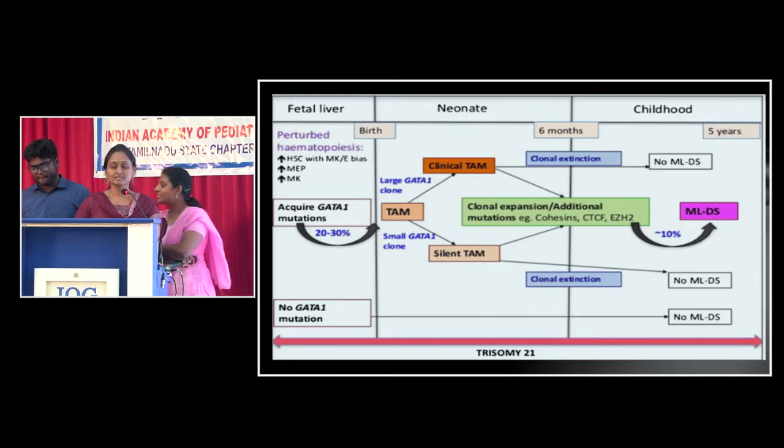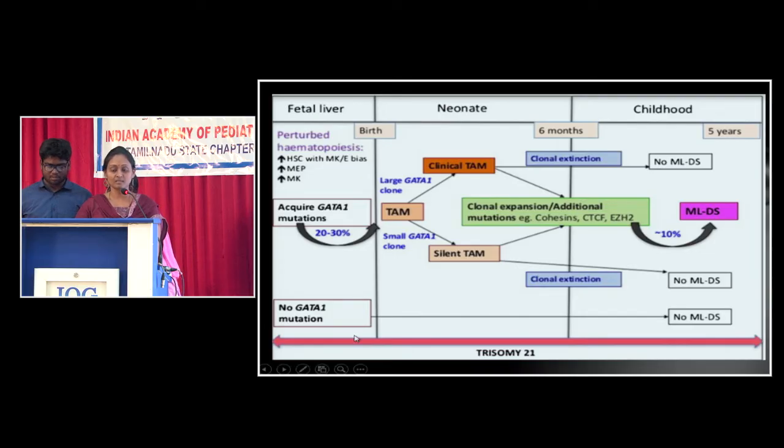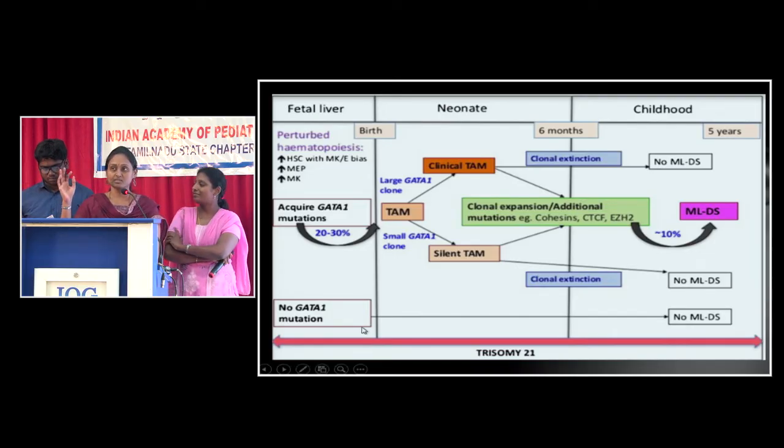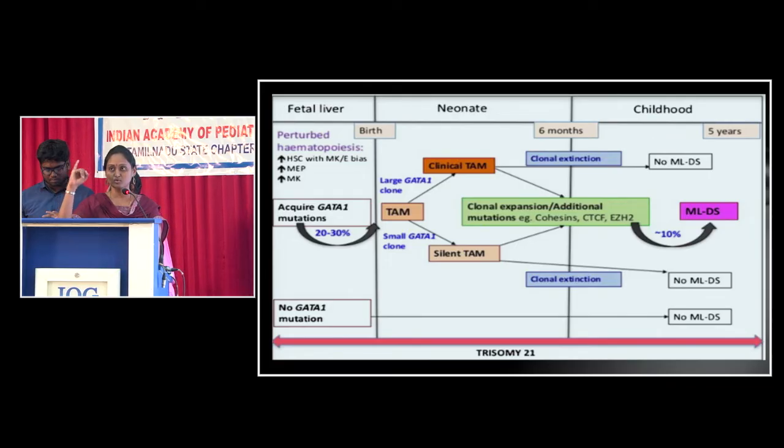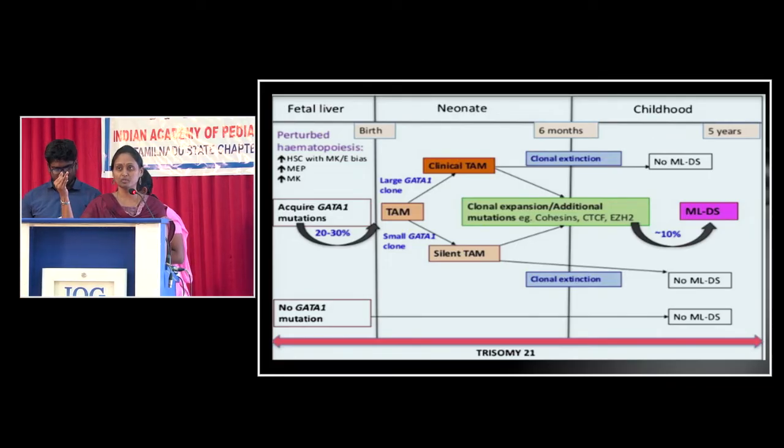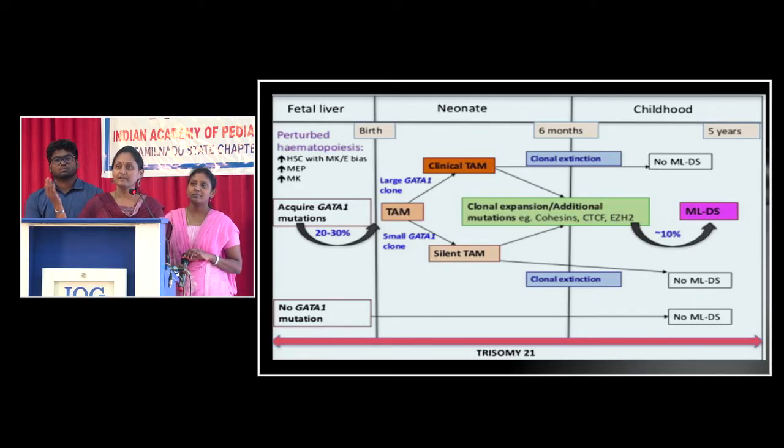Okay. A few words about Down syndrome with AML. AML with Down syndrome has three mutations. First one is the trisomy 21. Second is the GATA1 mutation. When a Down syndrome baby acquires the GATA1 mutation, they end up with TAM, that is transient abnormal myelopoiesis. And when additional mutations are present, they go for AML M7.